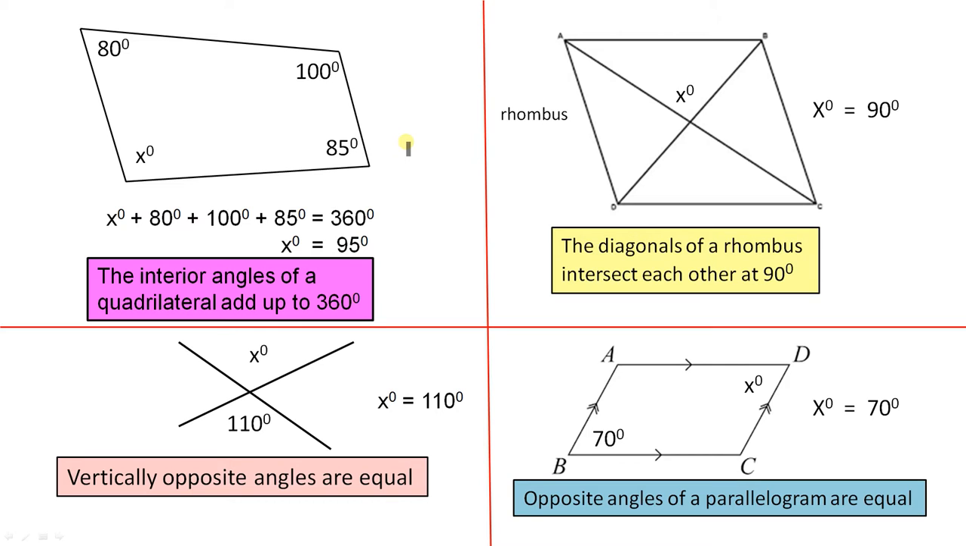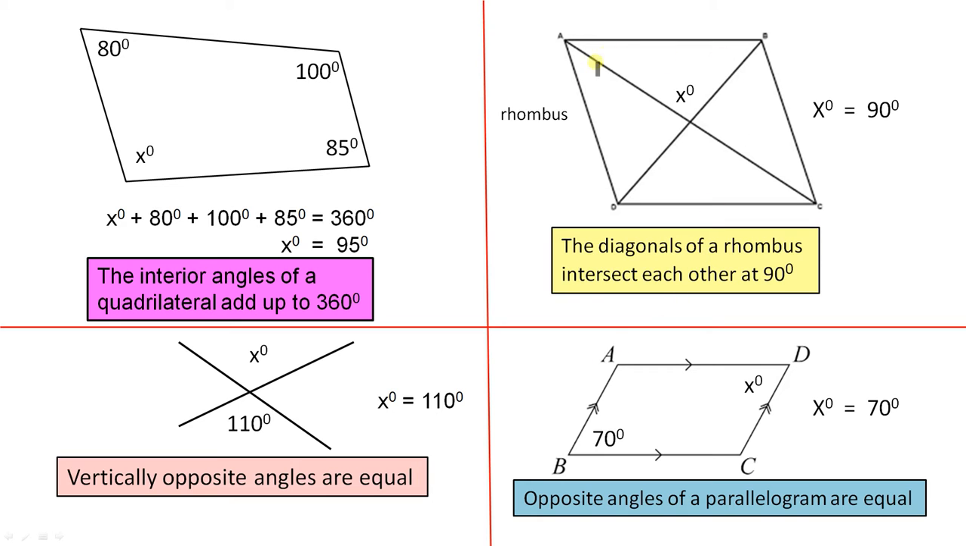With respect to the quadrilateral, the four angles add up to 360 degrees, so x must be 95 degrees because the interior angles of a quadrilateral add up to 360. These angles here are called vertically opposite angles, and they're two straight lines, obviously crossing at a point. So x must be 110 because the vertically opposite angles are equal.